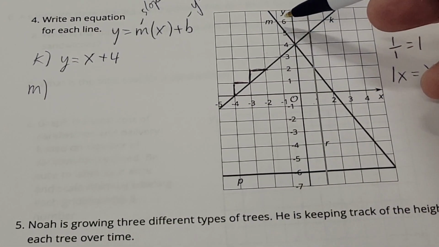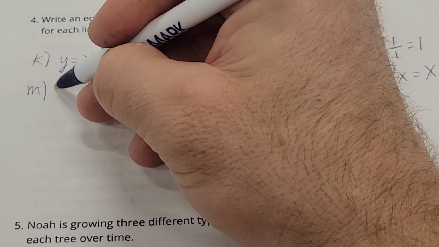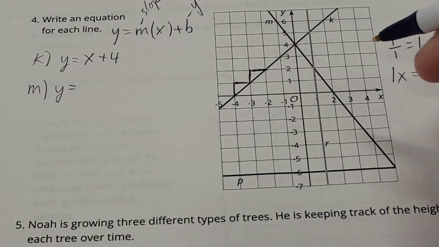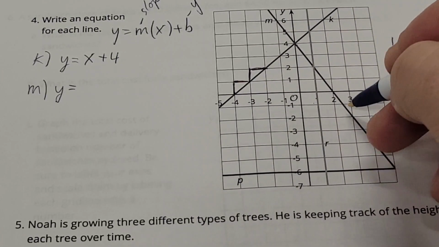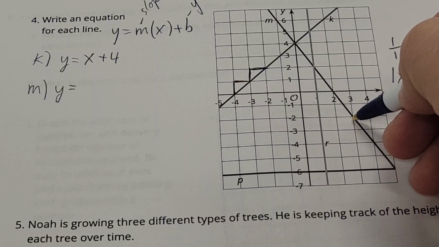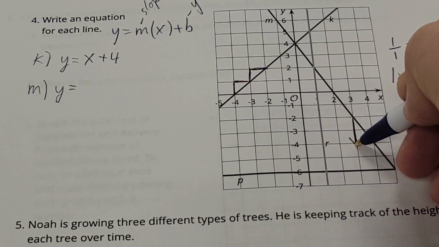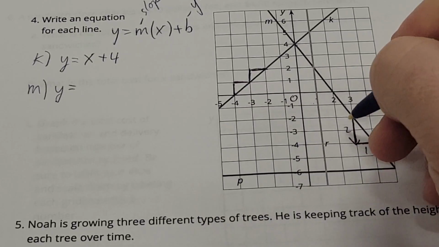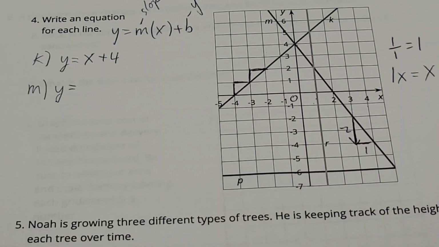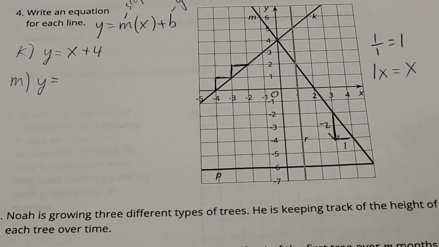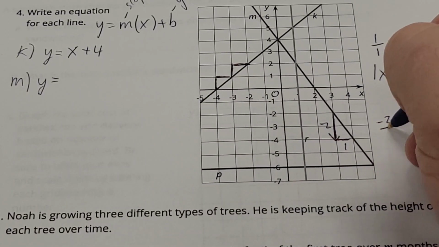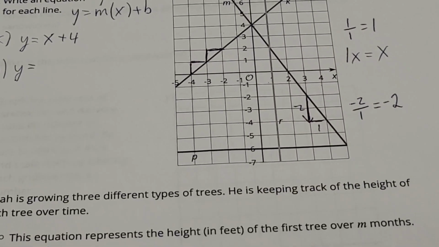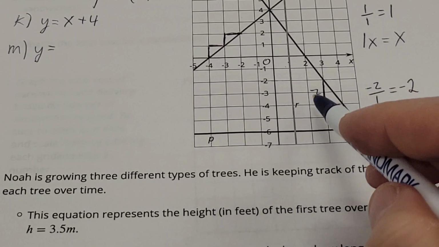So let's take a look at the next one that seems to be at least an angled line and crosses the y-intercept. So I'm going to write y equals, and now I need, again, the slope. For this line, I'm going to go down in more of an open space here. It looks like it goes down 2 and right 1. Since that is down 2, I'm going to put a negative on that. Okay, so I have -2 over 1, which equals the same as -2. So there's my slope for that line.